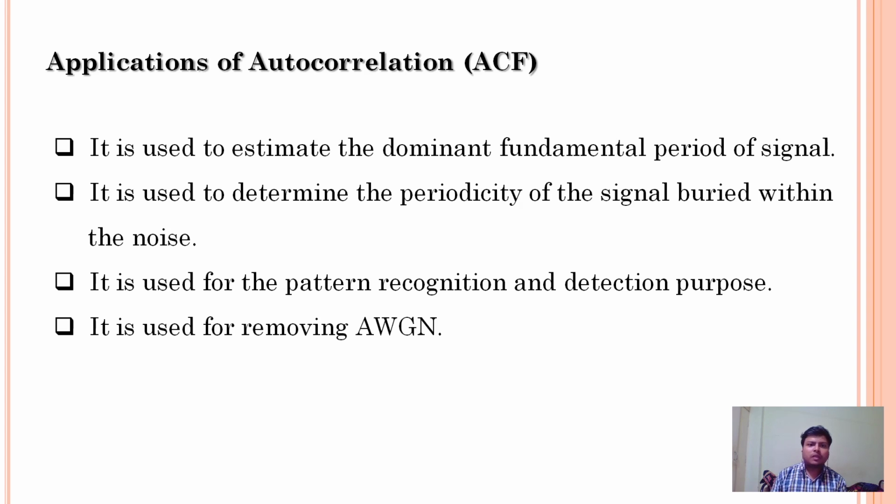Let's talk about some of the applications of autocorrelation. It is used to estimate the dominant fundamental period of the signal. It is also used to determine the periodicity of a signal buried within noise. It is used for pattern recognition and detection purposes in signal processing. And finally, it is used for removing AWGN, which stands for additive white Gaussian noise, the most basic form of noise.